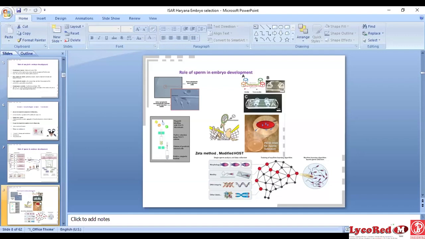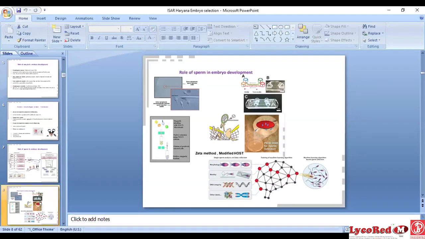IMSI also plays a major role, because when we see the sperm at a higher magnification, which is 6,600 times higher than normal, we might see some vacuoles in the head. And it is said that if multiple vacuoles are there in the head, it might have fragmented DNA. So in that way, IMSI might help to pick up good morphological sperm. PICSI is another commercially available kit where we can pick up good, morphologically normal sperm.